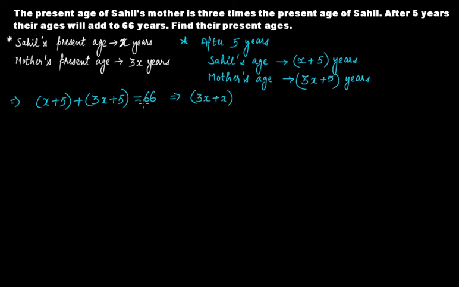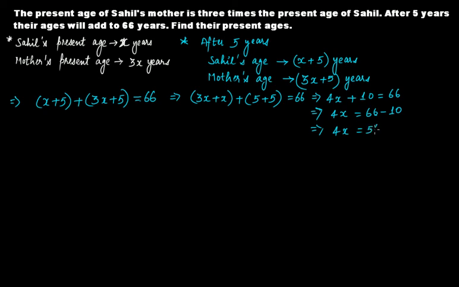These are the constants, 5 and 5, so add the constants together. These are also like terms. So 5 plus 5 is 10, and this is 4x plus 10 is equal to 66. If you transpose 10 to the right hand side, this becomes 66 minus 10, and this is 4x is equal to 56, and from here you divide both the LHS and the RHS by 4.